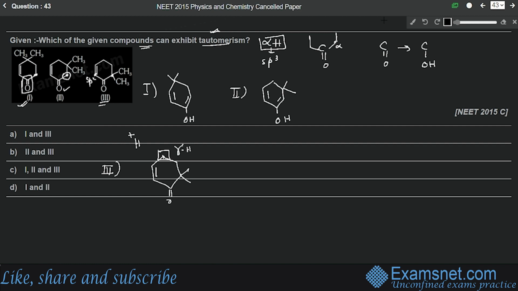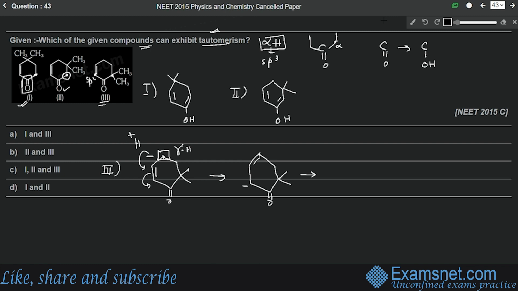H plus will be removed. So minus charge will be created at this position. Now delocalization will take place. This minus charge will come here and this bond will come here. So what will be formed? This is your ring. Here we'll have this bond and the minus sign here, double bond O and two methyl groups at this position.